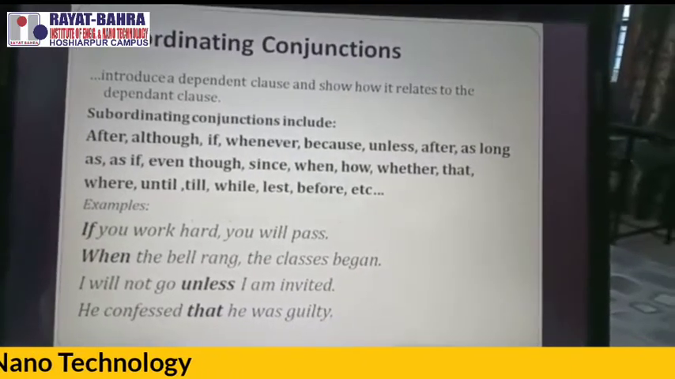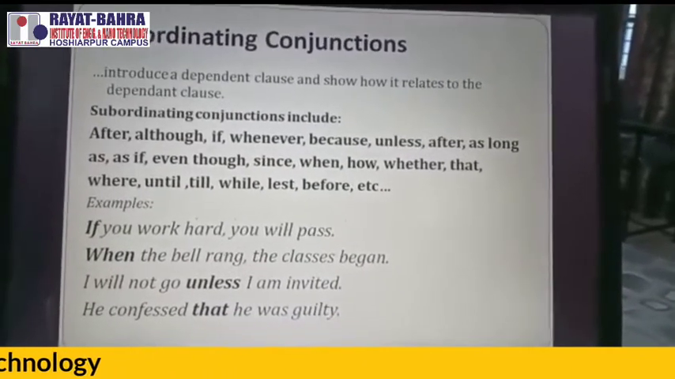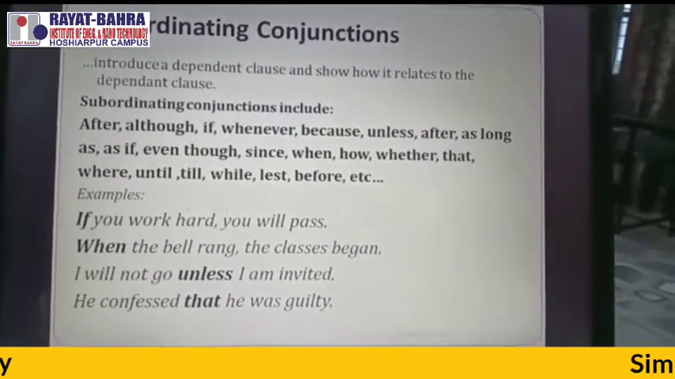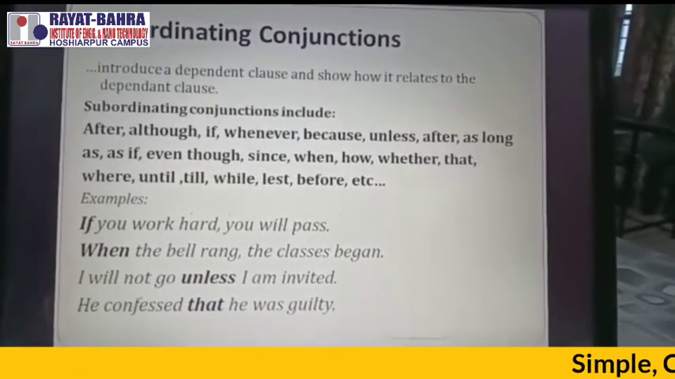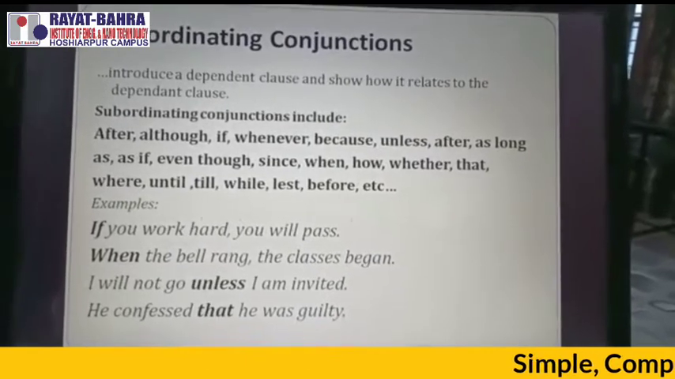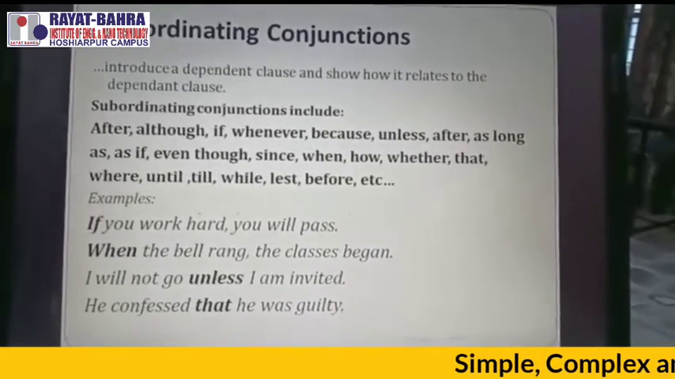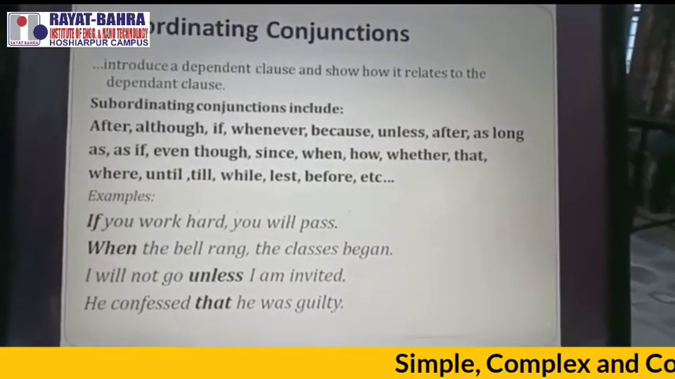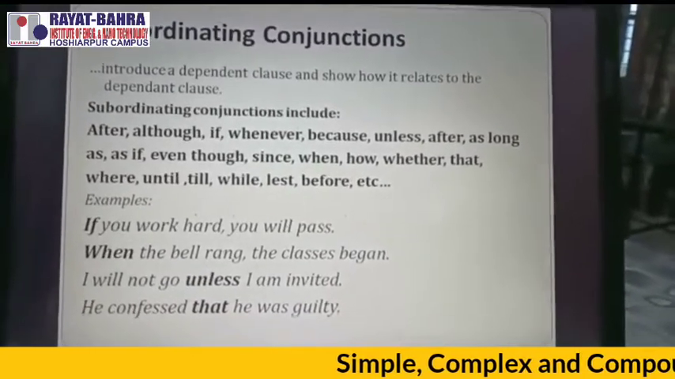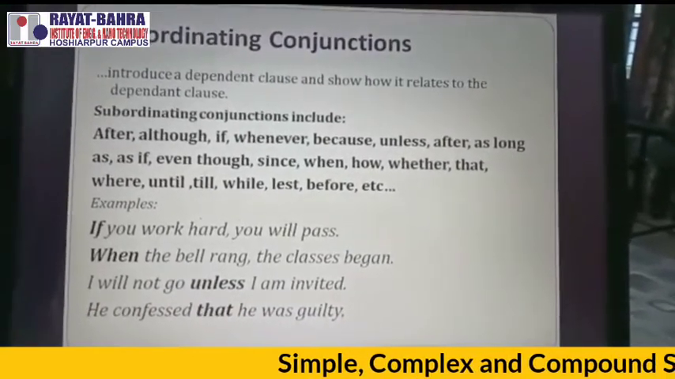If you work hard, you will pass. When the bell rang, the classes began. I will not go unless I am invited. He confessed that he was guilty. These are all complex sentences because the two clauses have been joined together by subordinating conjunctions, right?